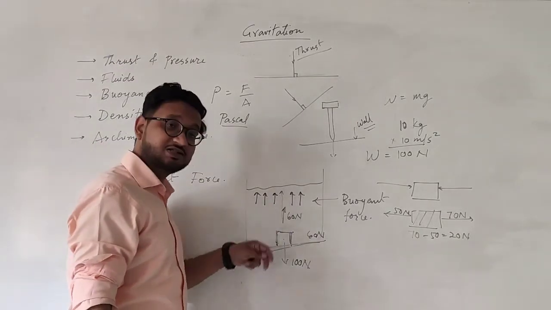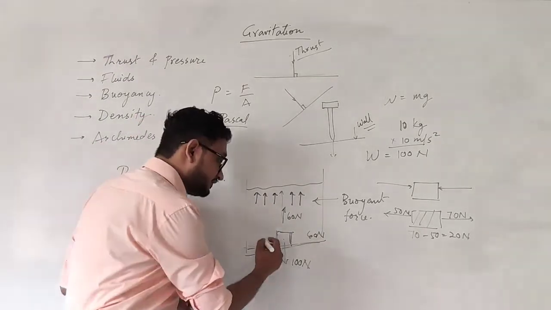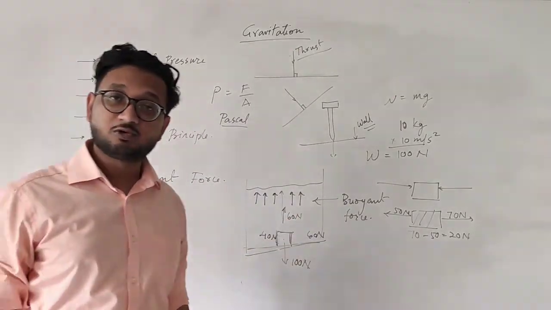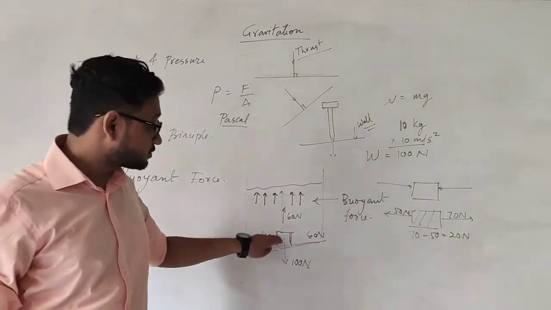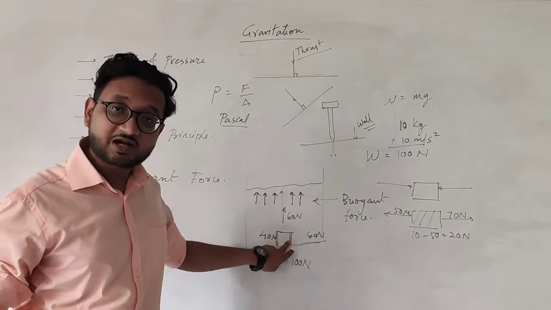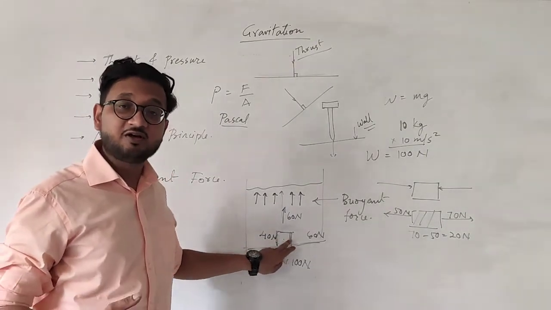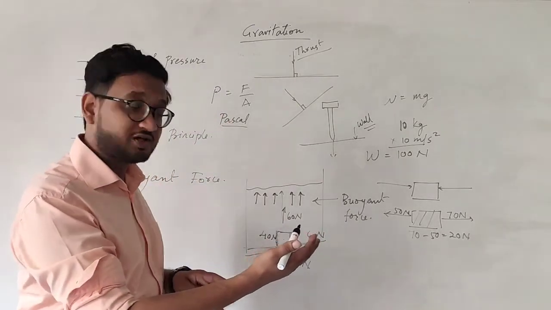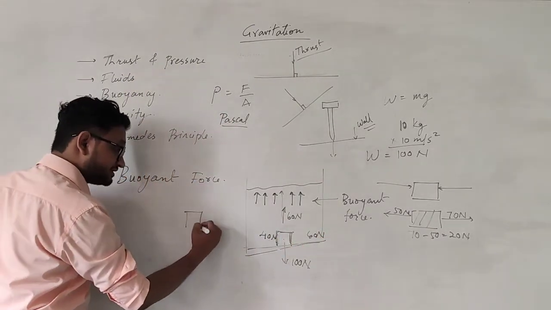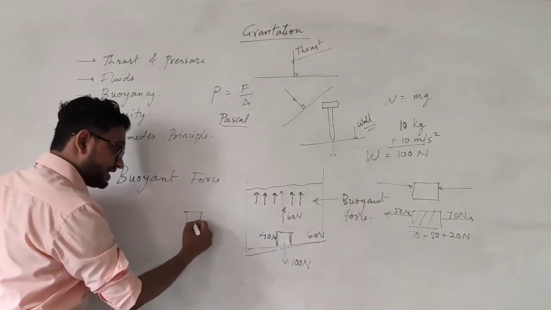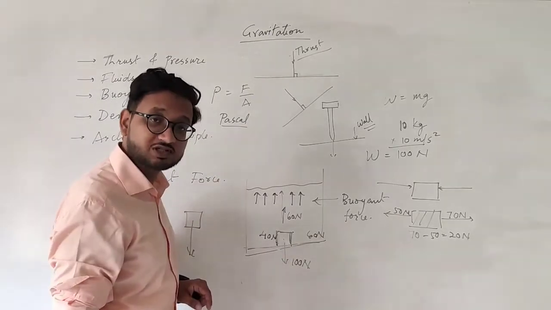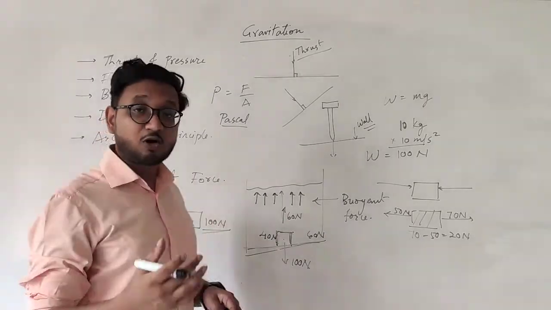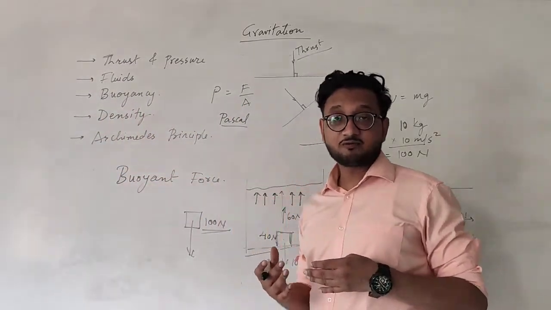So 100 minus 60, this box will only feel like 40 newtons, because 100 minus 60 gives you 40 newtons. And that is why any object placed inside water or any other fluid feels lighter. When you are out in the air, normally holding the box in your hands, there is only one force acting on it, the gravitational force, and that is why the box has the full 100 newtons of force.